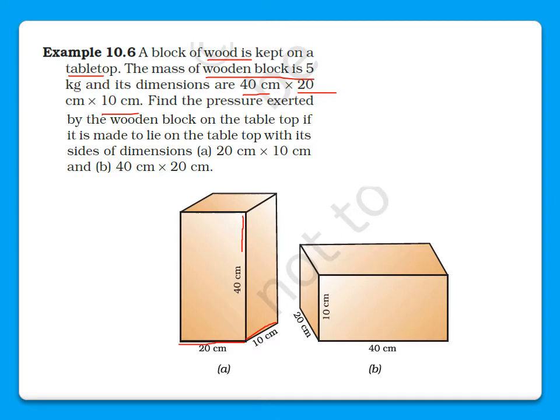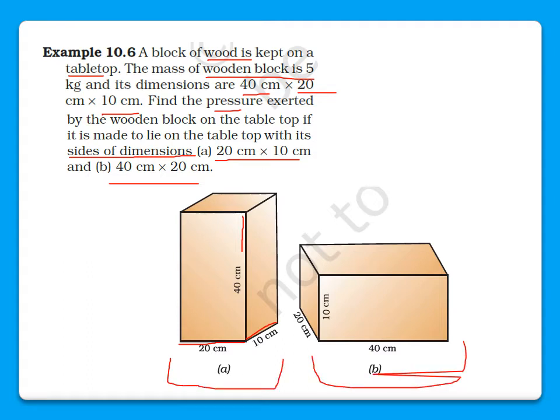Okay. So now you have to find out the pressure exerted by the wooden block on the tabletop if it is made to lie on the tabletop with its sides of dimensions. Okay, the condition A is 20 and 10, and condition B is 40 and 20. Fine. So this wooden block is kept on the table. Okay, and these are two types. At first it is kept like that, and in second condition it is kept on the table like that. Now we have to find out the pressure. Okay, so at first I'll solve and find out the pressure for first condition.